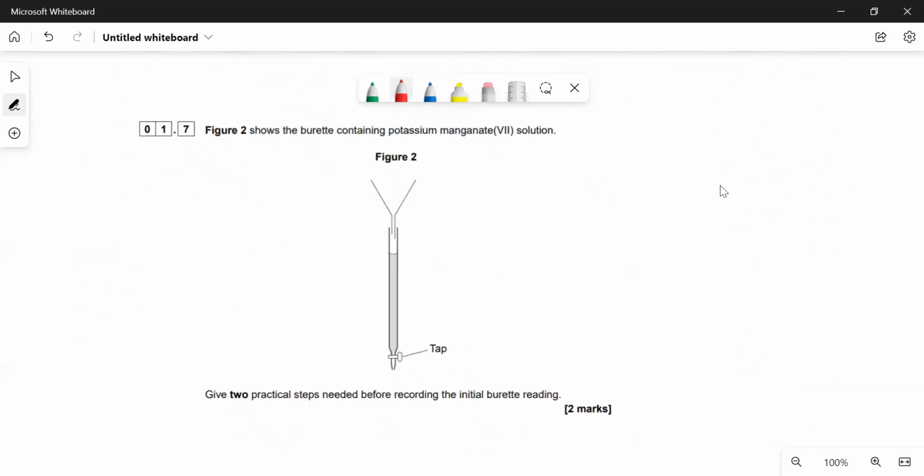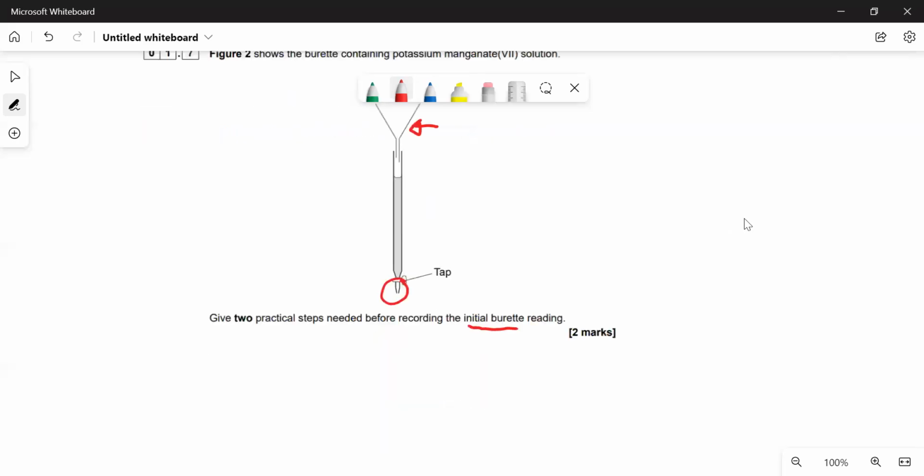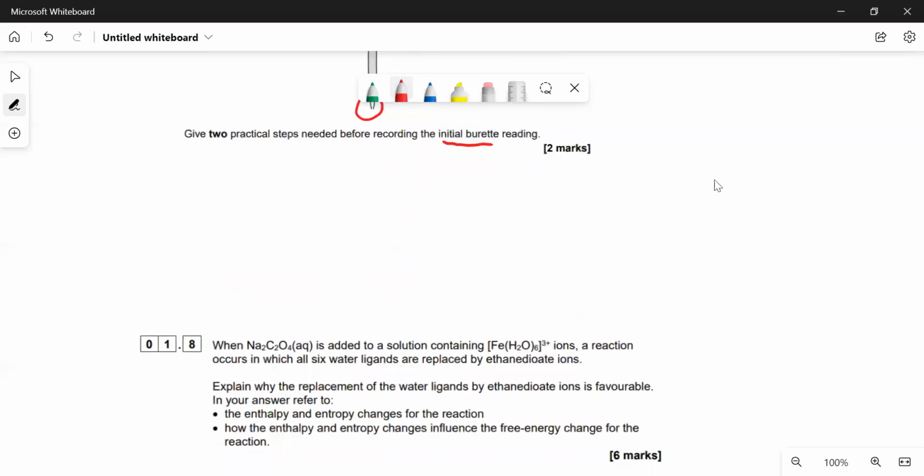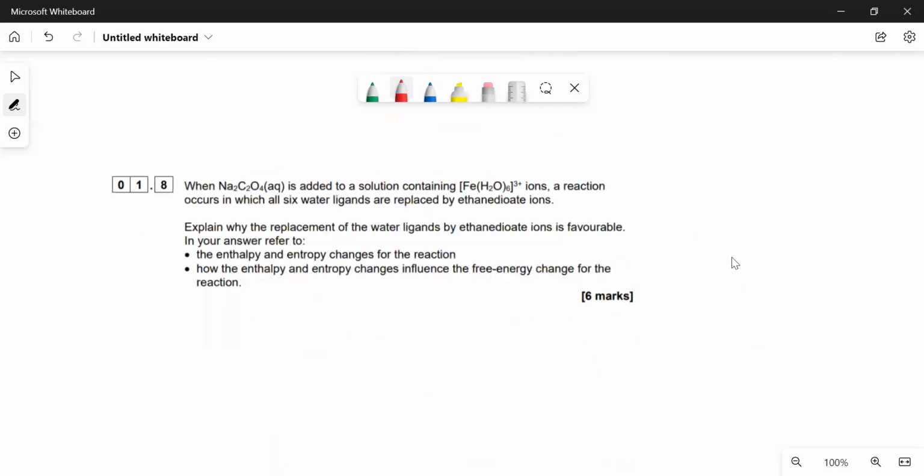Okay, figure 2 shows a burette containing the manganate solution. Give 2 practical steps needed before recording the initial burette reading. So that's before you start running any. There's 2 things you've got to do. You should take the funnel out, remove that funnel. And the other thing is, if you look around there, you've obviously got air in the jet. So you need to remove the air bubbles by running some solution through. So remove the funnel and get rid of the air bubbles in the jet space. 2 marks, fairly standard things to do during a titration.